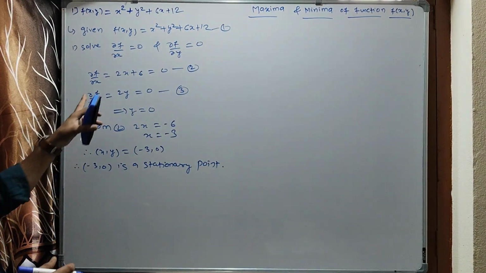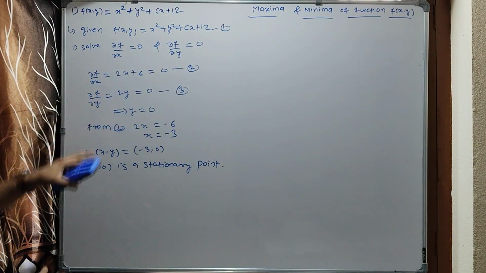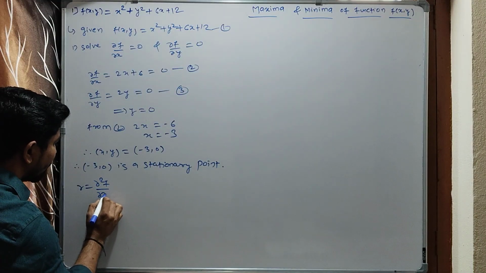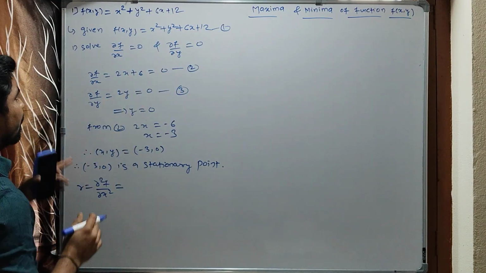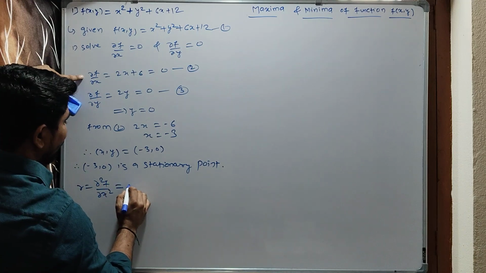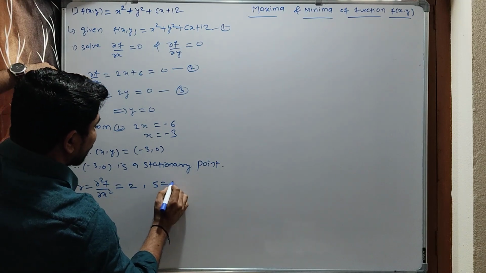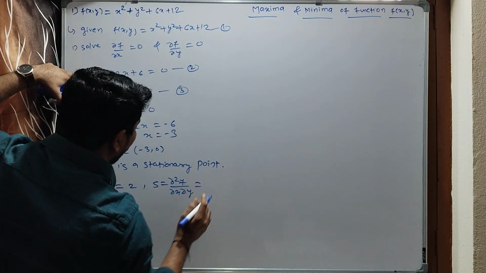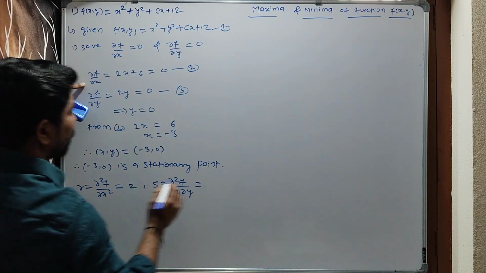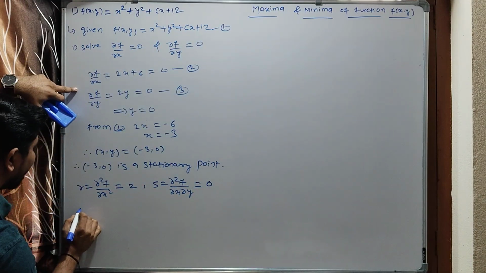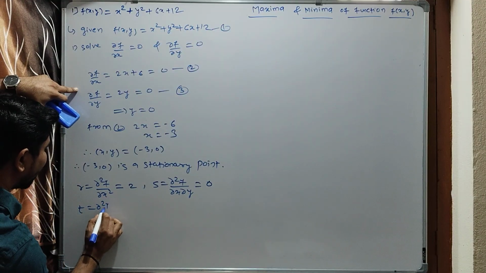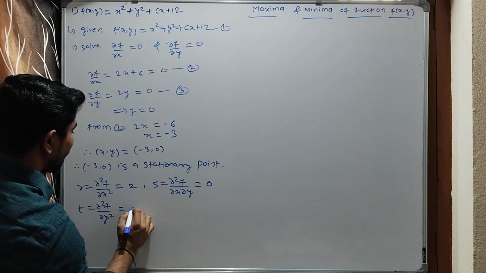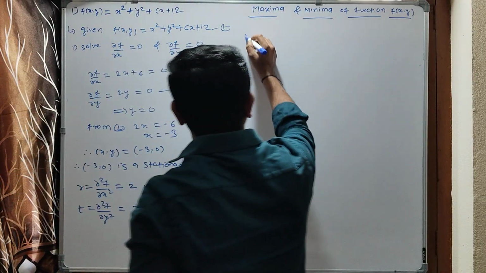Now I want to find r. So r equal to dou 2f by dou x square, which is simply 2, and s equal to dou 2f by dou x dou y. Here the partial derivative of this function with respect to y is 0. And t equals dou 2f by dou y square, which is equal to 2.